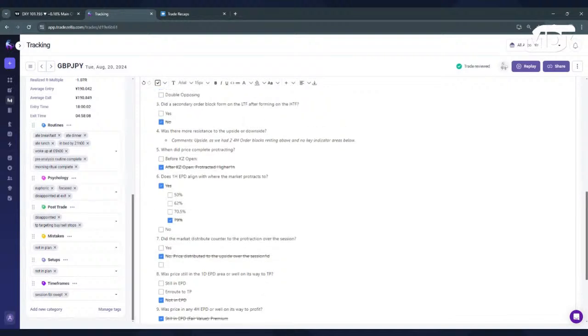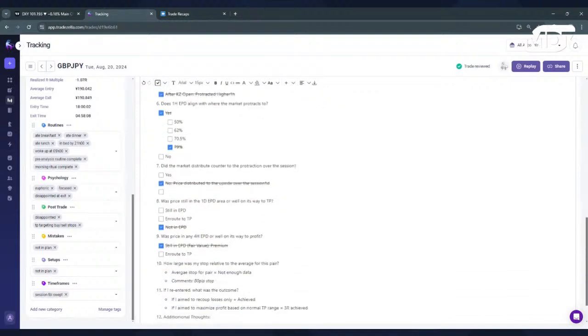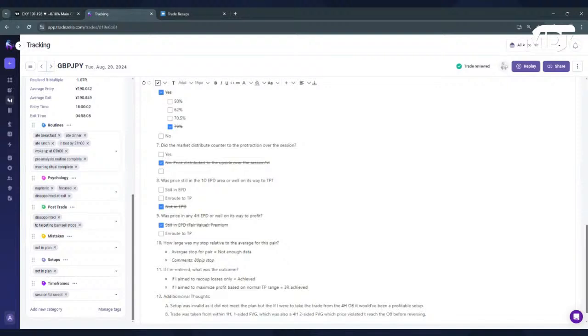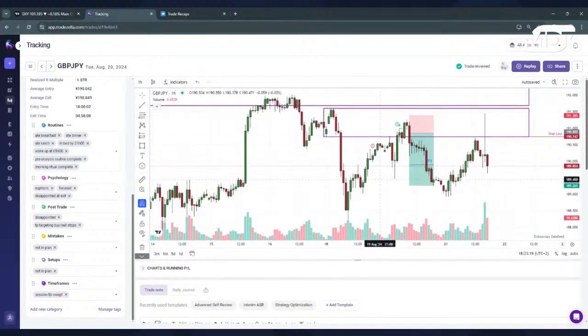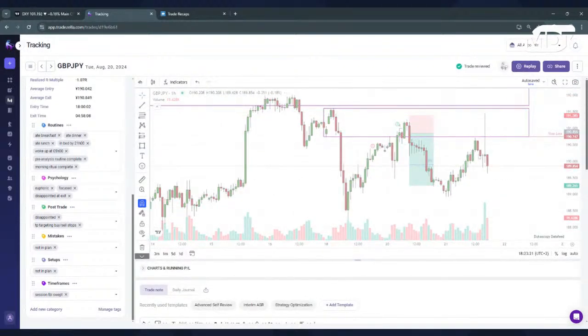Oh, I skipped all of this and just jumped straight down here. Sorry about that. So then we've established that price distributed to the upside, and then price was not in daily EPD. 4 hour, was price in EPD? I said yes, it was still in EPD at premium. We can confirm that on the 4 hour, and this is pulled from that 4 hour range that I was showing you guys.